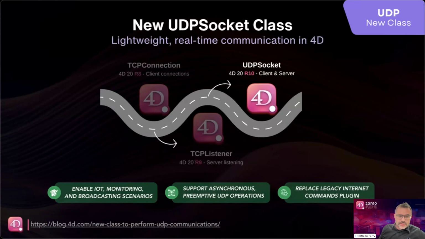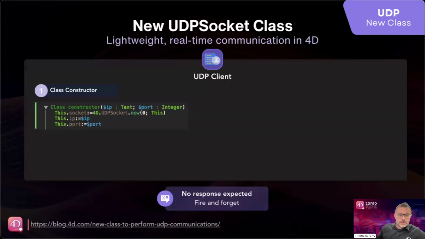So that makes it ideal for use cases like IoT devices, real-time monitoring, or broadcasting updates to many clients at once, quickly and efficiently. You also get support for asynchronous and preemptive operations, and a modern replacement for the old Internet Commands plugin. And of course, it's all native to 4D. Let's see how it works in practice, starting with the UDP client.